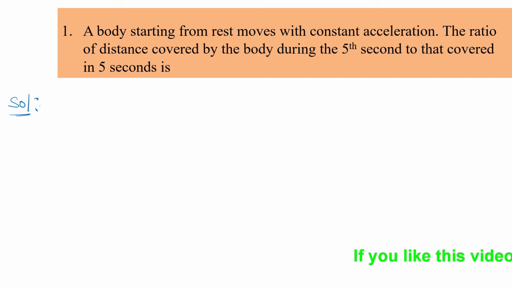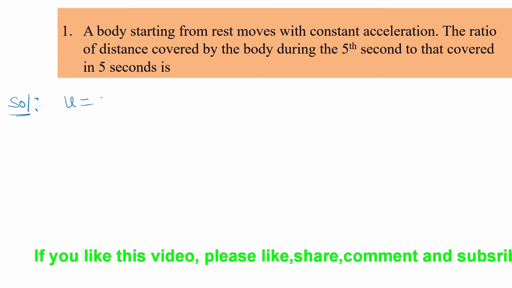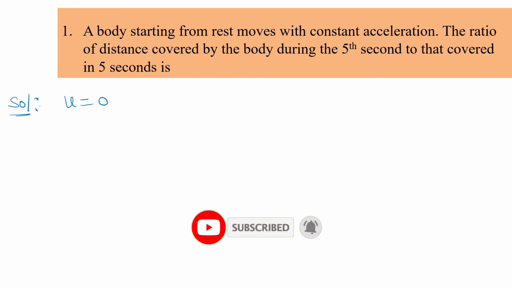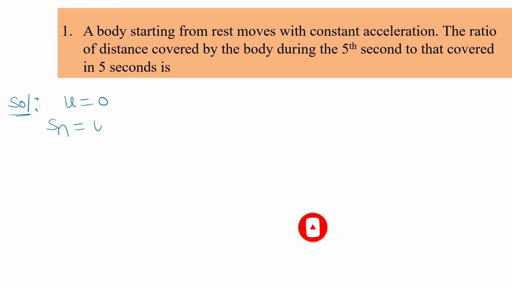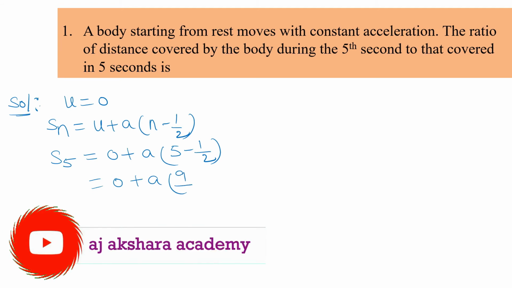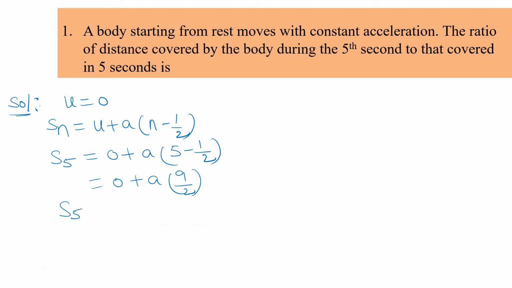Here a body starting from rest, nothing but its initial velocity u is equal to 0. Distance travelled in the nth second, Sn is equal to u plus a into n minus half. So substituting n as 5, during the 5th second, S5 is equal to u, 0, plus a of 5 minus 1 by 2. So this is 0 plus a into 10 minus 1, 9 by 2. So S5 is equal to 9a by 2.